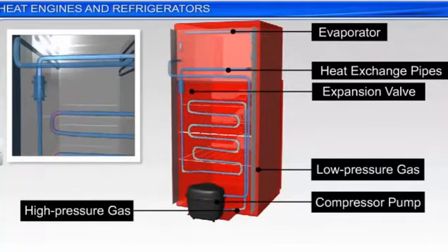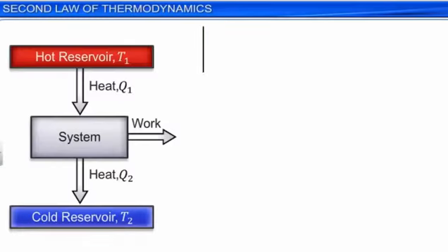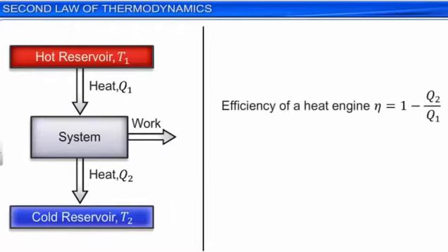In this way, the refrigerant absorbs heat from the cooler inside regions of the refrigerator and releases it to the hotter outside regions. Earlier, you learned that the efficiency of a heat engine, eta, is equal to 1 minus Q2 by Q1, where Q1 is the heat absorbed by the system from a hot reservoir, and Q2 is the heat released by the system to a cold reservoir.